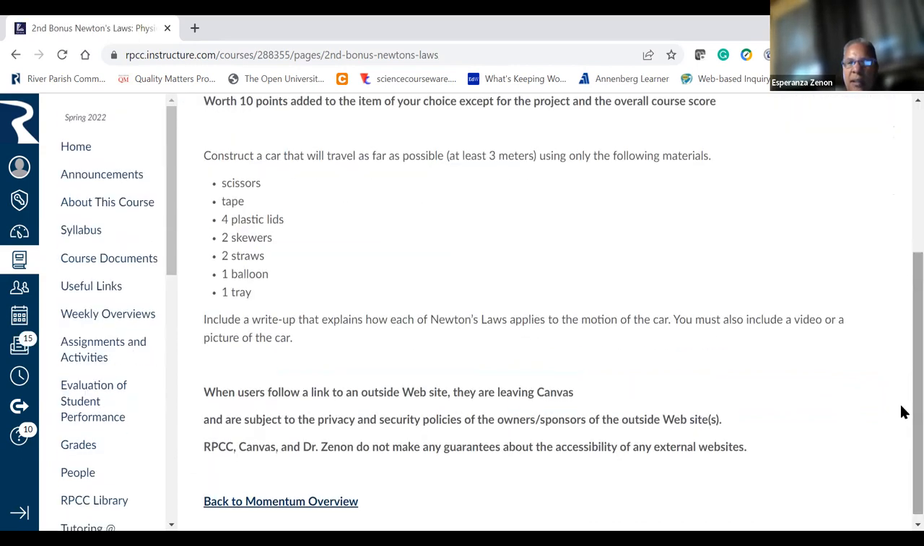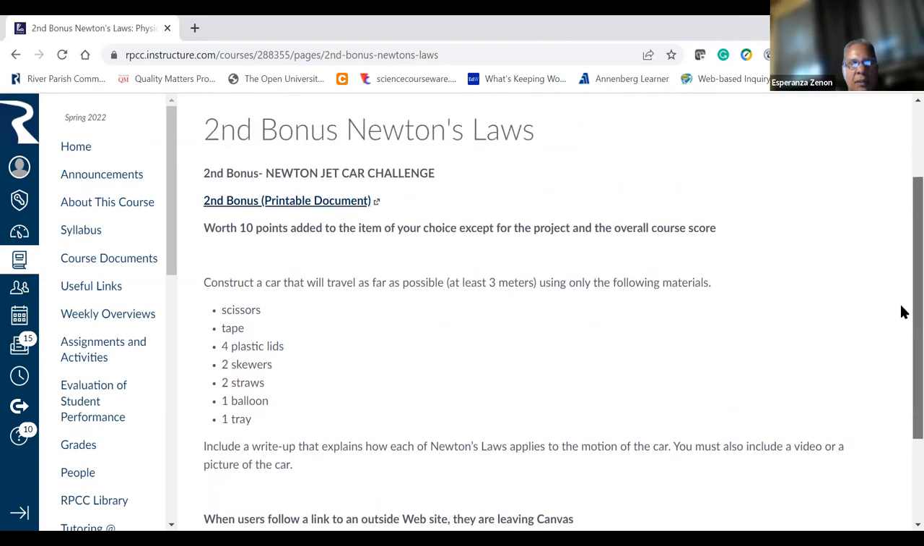All right. So you have to turn in the write-up that explains how Newton's laws are relevant for and apply to the motion of the car, and you have to include a video or a picture of the car, okay? Any questions on that bonus?